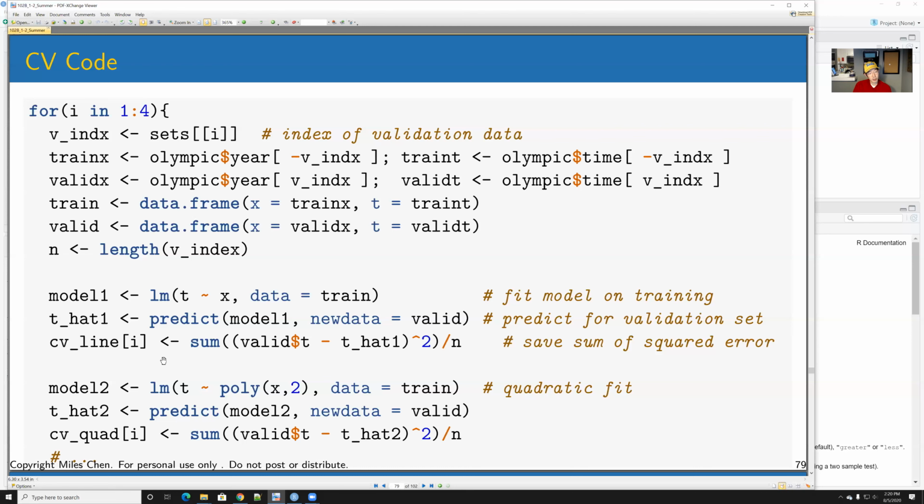I do the same thing, this time for a quadratic fit, okay? I'm going to fit t based on a polynomial of degree 2 using the training data. So this forms model 2. And now that I fit the polynomial, I'm going to make a prediction using new data, where I've got the validation set. And so this is t hat 2. I take the difference between the actual values and my predicted values, t hat 2. I square that, sum them up, and divide by n, okay? And that's going to form the value I put in for cross-validation for the quadratic fit.